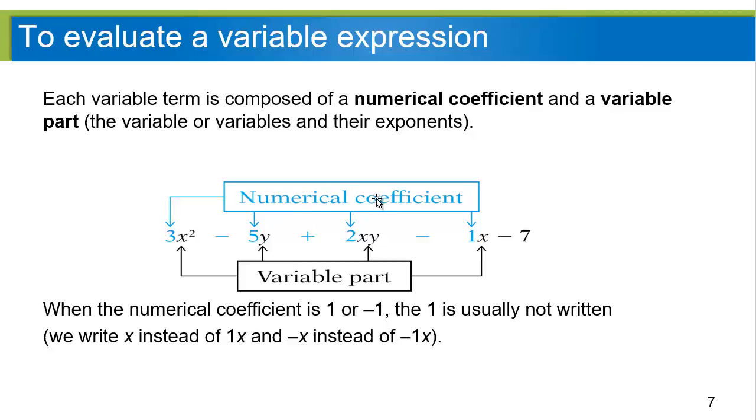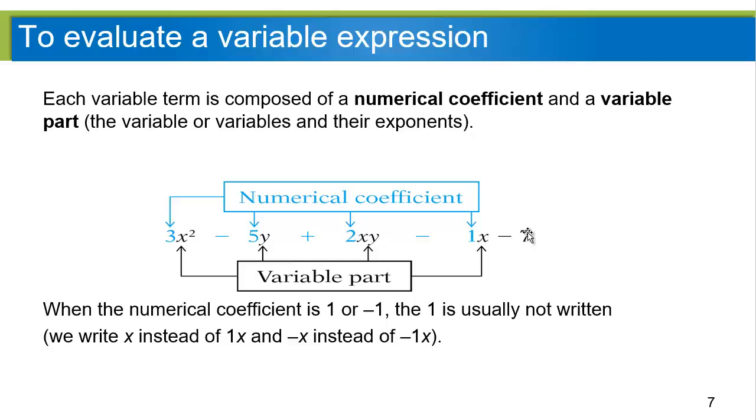Okay, numerical coefficients, again, fancy words for just the numbers in the terms, right? So this term has a numerical coefficient of 3, this one of 2, and so on and so forth. We don't call this a numerical coefficient because it's just a constant. In order to be a numerical coefficient, it has to be cemented to some variables.